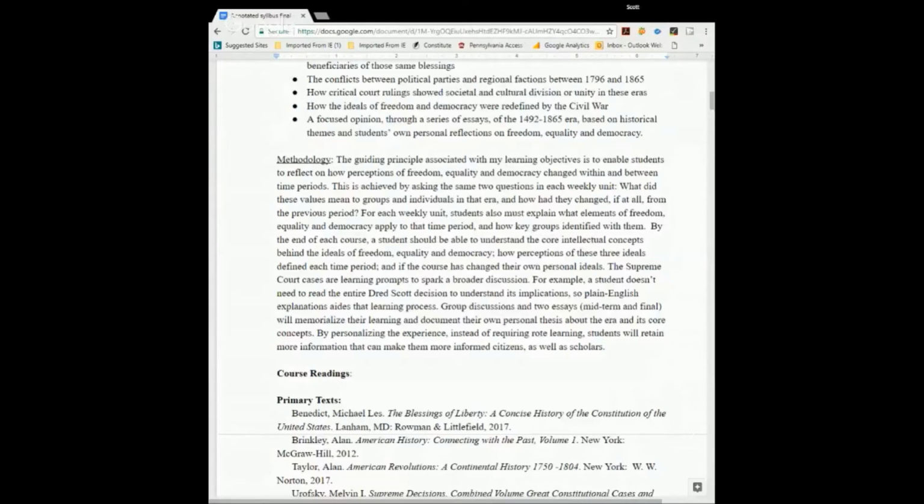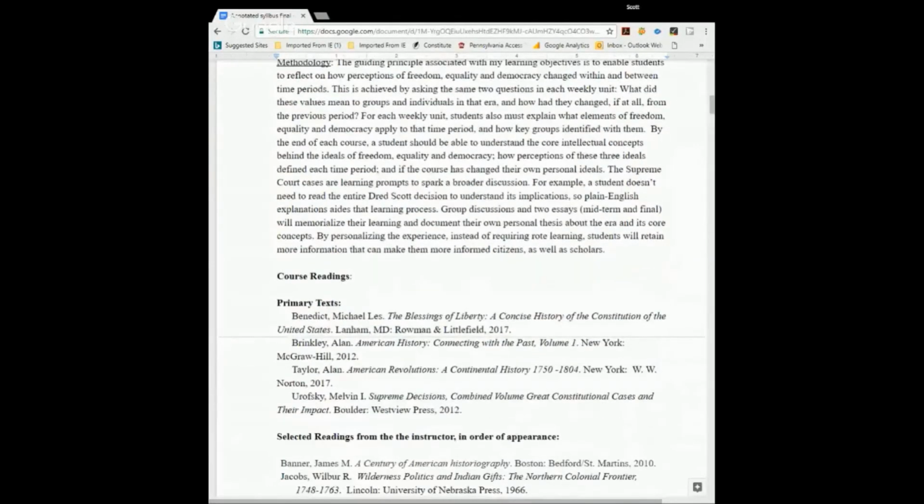And that by the end of the course, a student should be able to understand the core concepts of freedom, equality, and democracy, how they were defined within the time periods, and if at all their own ideals about freedom, equality, and democracy have changed on a personal level over the year of the course. And again, I'm going to use my Supreme Court cases as learning prompts to spark a broader discussion.